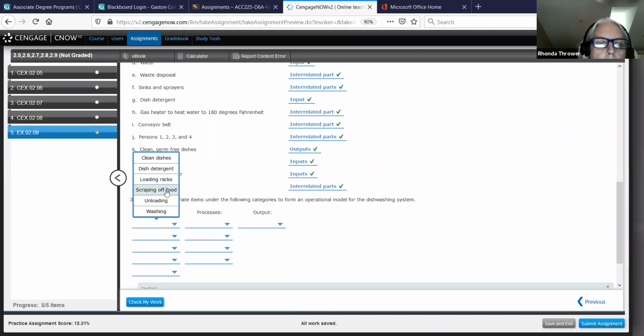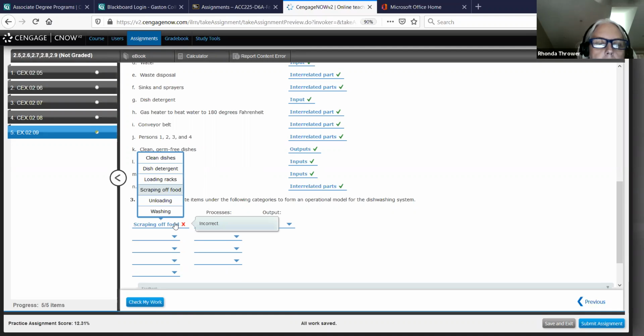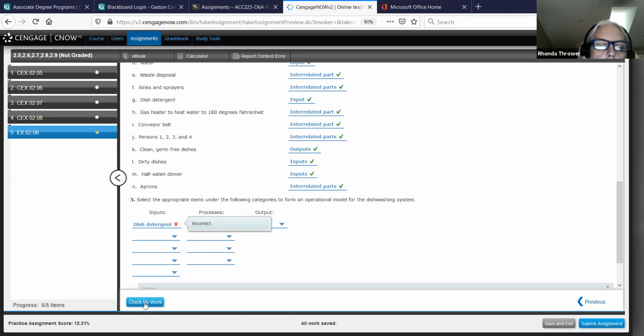And so we just saw from up above that scraping off food was an input, the half-eaten dinner here. And you see that's wrong. All right, so we need to think about what the input would be. Oh, of course, what is it? You have to have dish detergent to be able to put it into the washer, the dishwasher, so that you can get the output. So I'm sorry, it should be dish detergent here.